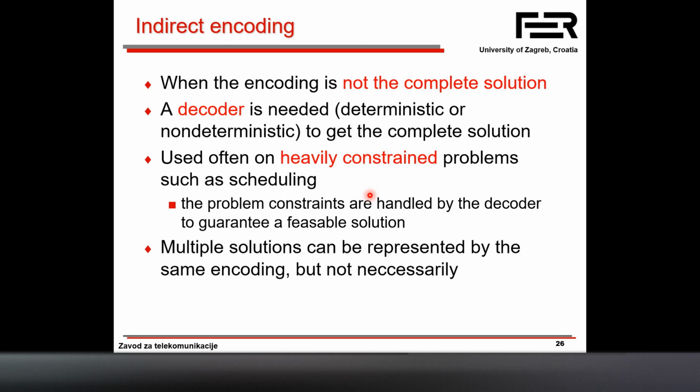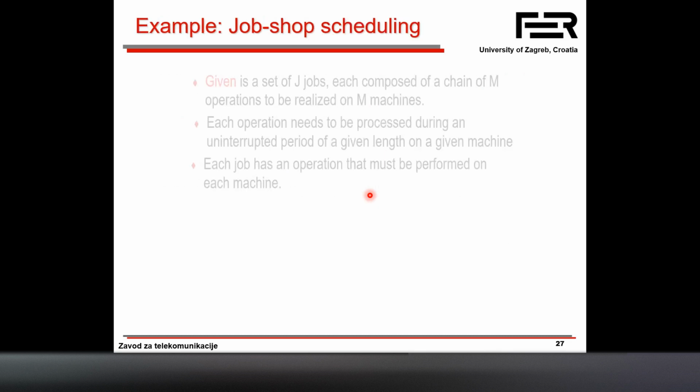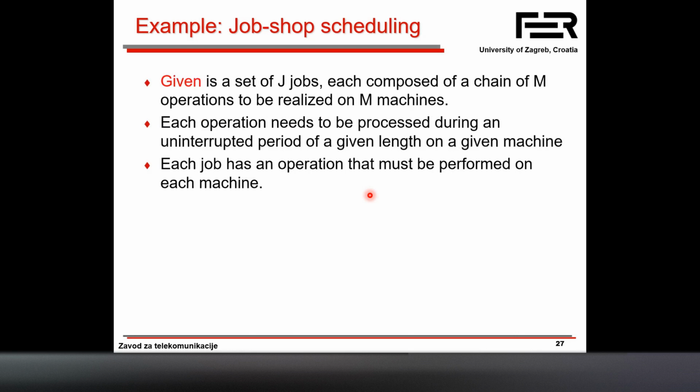So we have a certain solution, we can manipulate it, we search the search space and so on, but the actual decoding is needed to get the complete solutions. So multiple solutions can be represented by the same encoding, and we need to decode them to find the final solution. Let's look at an example.